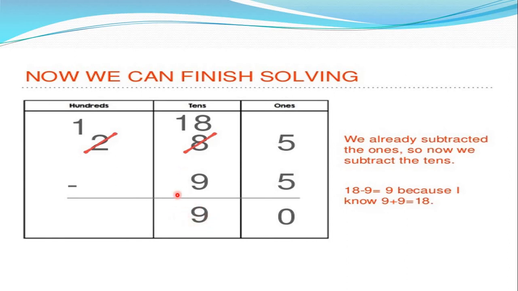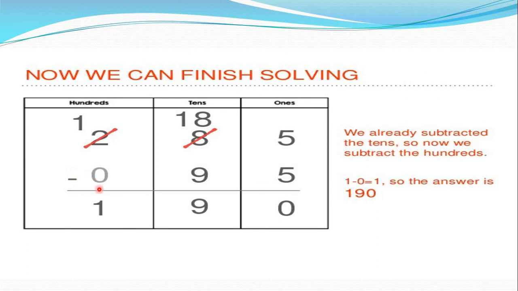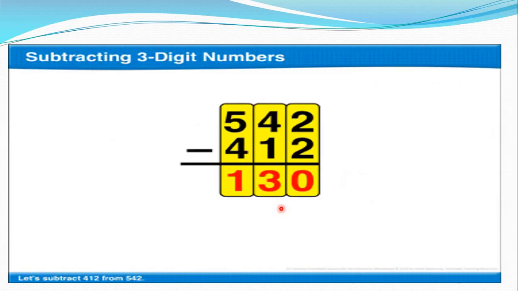This 9. And then what we have to do? Further, this 100 digit, I am cutting here and put the 1. Okay, and 1 minus, here no digit, so what we are writing here? 0. So 1 minus 0, how many left, students? 1. So the answer is 190. It is our answer.